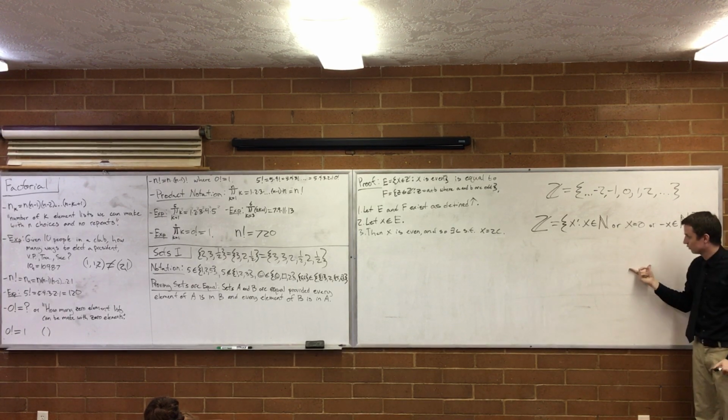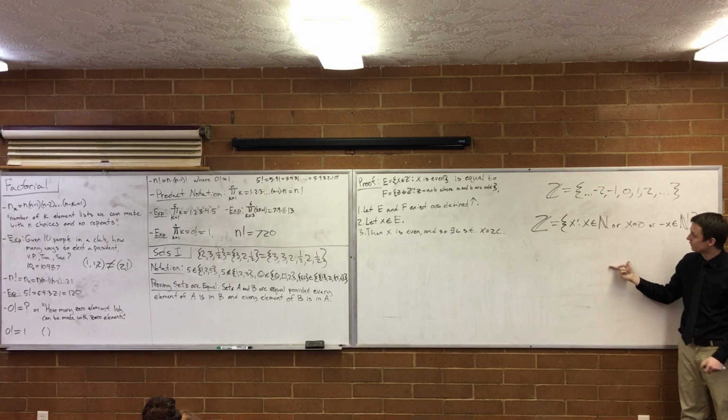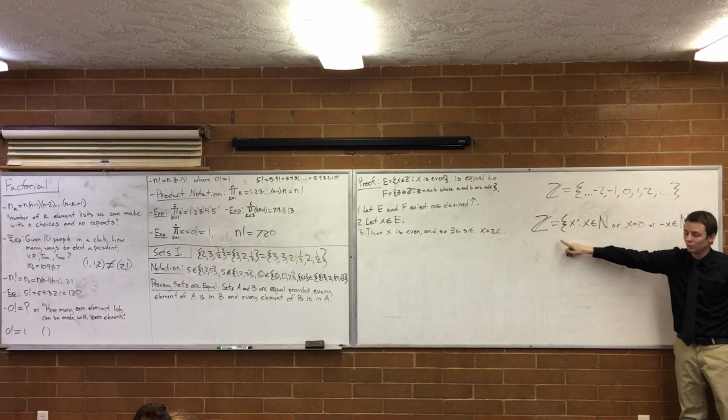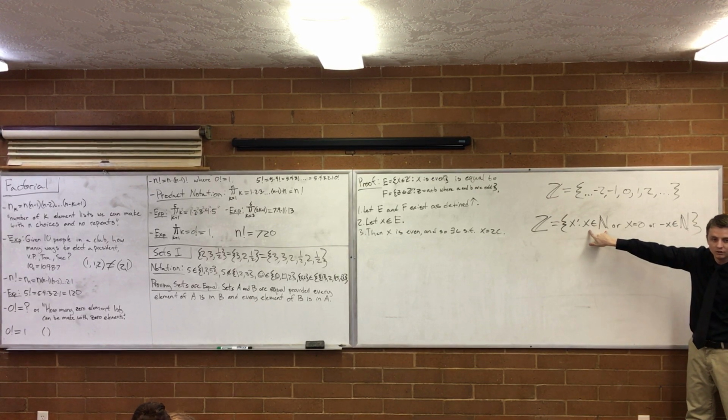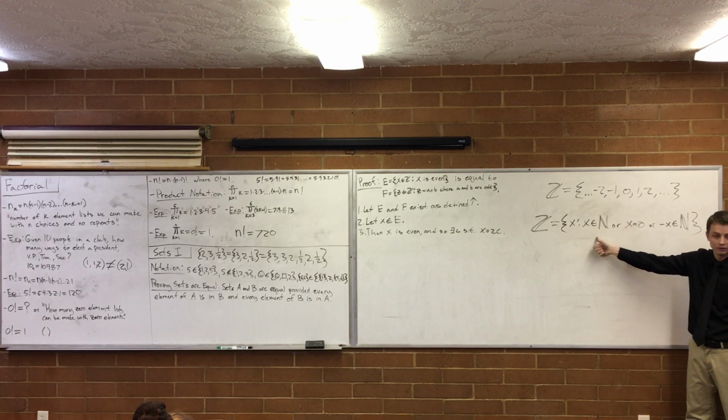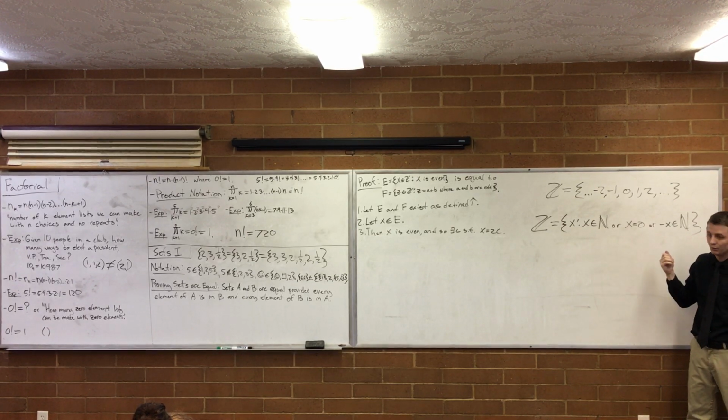So let's make sense of this real quick. Is 17 an integer? Well, let's see. Is 17 a natural number? Yes. Okay, so we're already good. It just needs to meet one of these conditions. 0.